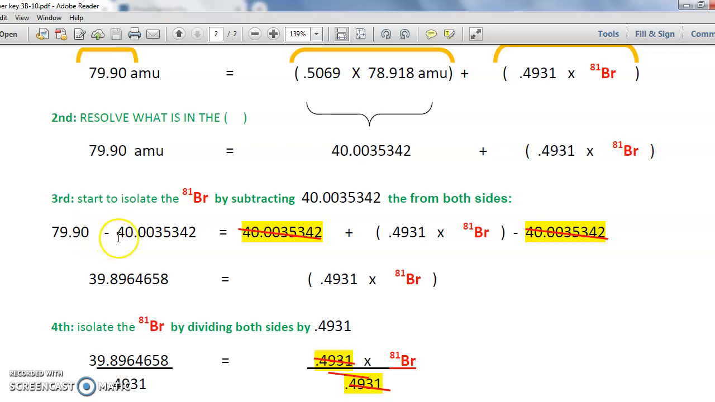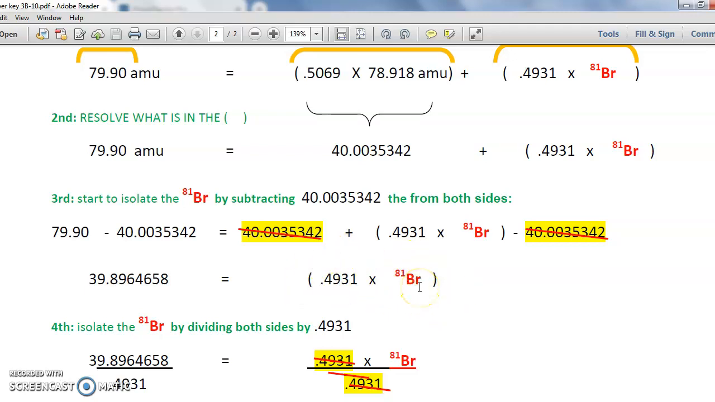79.90 minus 40.0035342 is 39.8964658. So I got rid of the 40 by subtracting 40 from both sides. Some people just say, well, if I'm adding it here, I could subtract it from there, and they don't want to do this. That's fine too. However you do it in math class works. Now I have to resolve this.